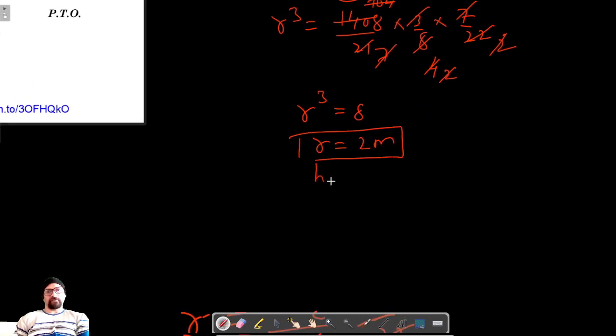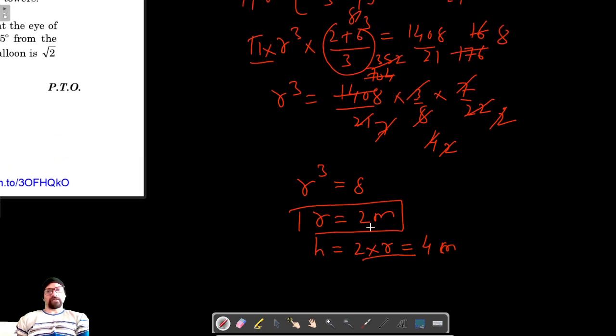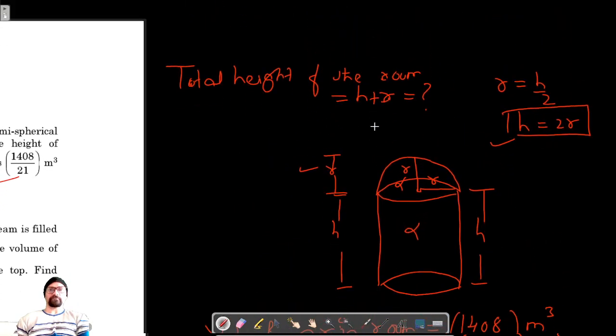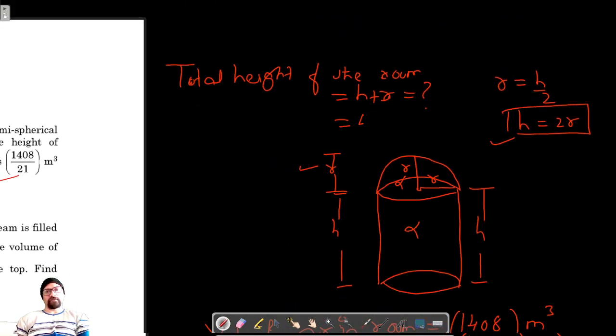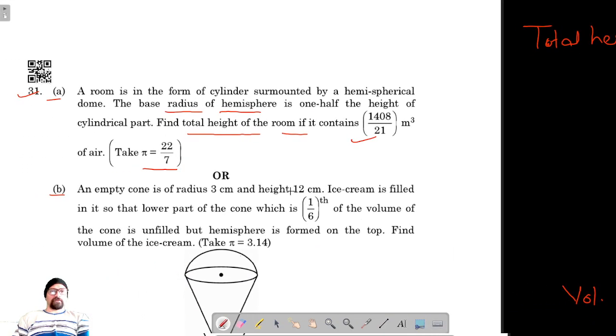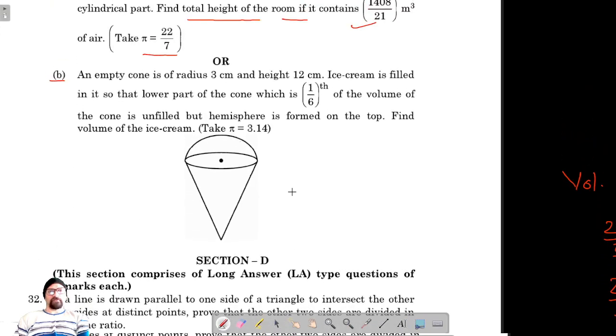and height is double of the radius. So height is equal to 2 into r, which is equal to 4 meter. Now the radius is 2, height is 4, so total height of the room is 4 plus 2, that is equal to 6 meter. Okay, now let's also try to solve the part B of this question.